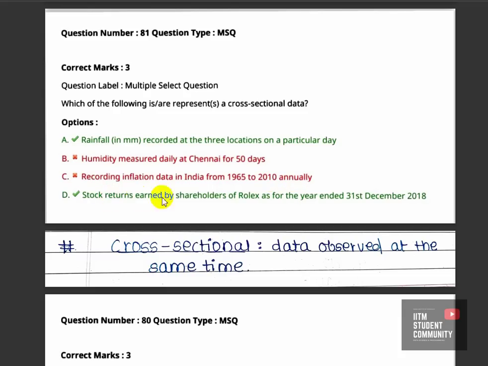Stocks returns earned by shareholders of Rolex as for the year ended 31st December 2018. Here the time is fixed, that is the year end of 31st December 2018, hence it is a cross-sectional data.